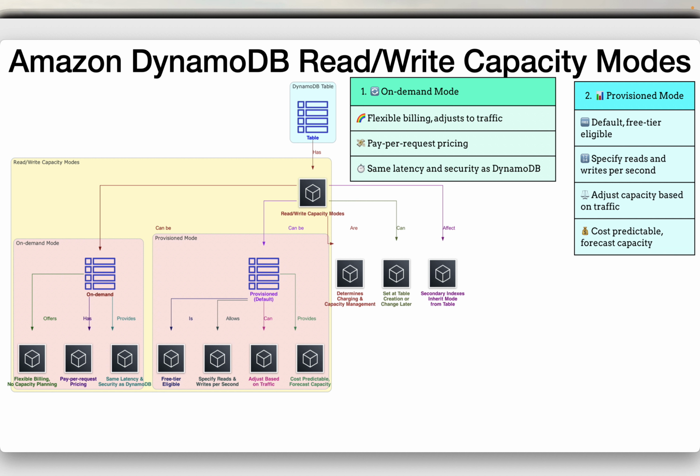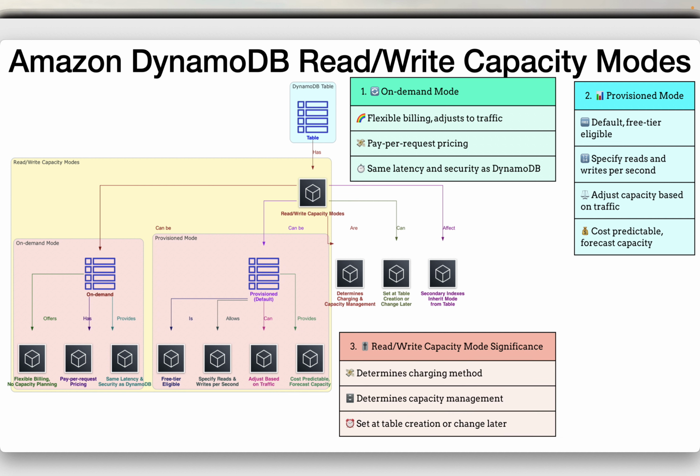Next one is provisioned mode, and this is the default mode. So on-demand is non-default, and this is the provisioned, the default mode. This is also eligible for free tier usage. You can specify the number of reads and writes per second, and you can adjust the table's provisioned capacity based on traffic changes. This provides cost predictability by allowing users to forecast capacity requirements.